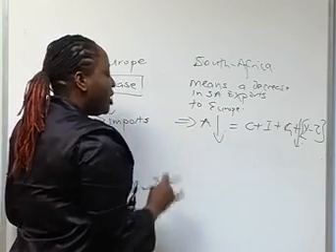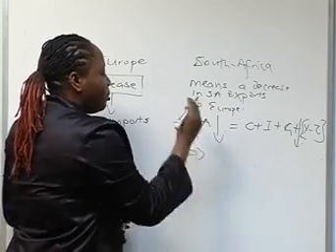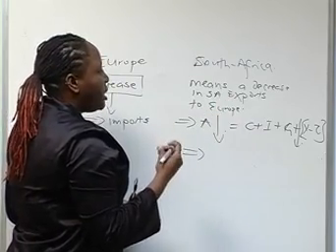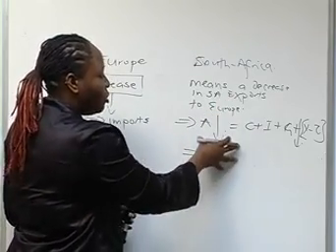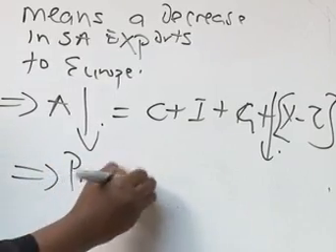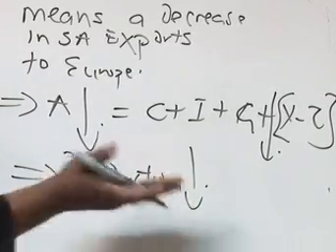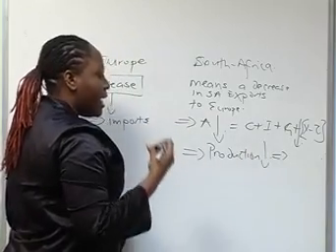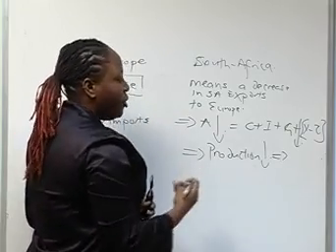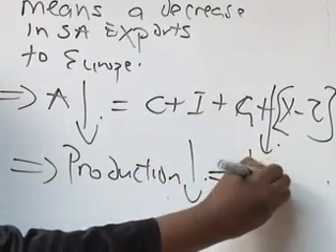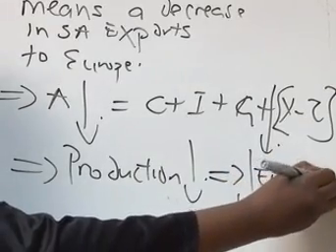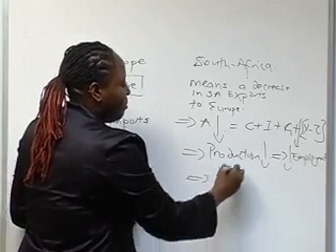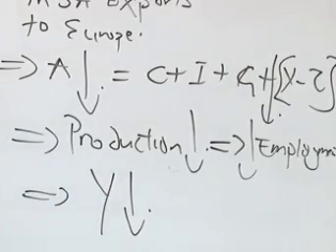Now, when aggregate demand decreases, that means that production in South Africa will also decrease because producers will no longer be able to produce as much as they used to produce. So you expect a reduction in production. Now, when production reduces, it therefore means that producers do not require as many employees as they used to, and so you expect that employment will also reduce. And when employment reduces, that means that income will therefore also fall.